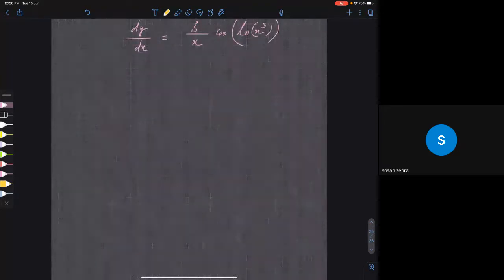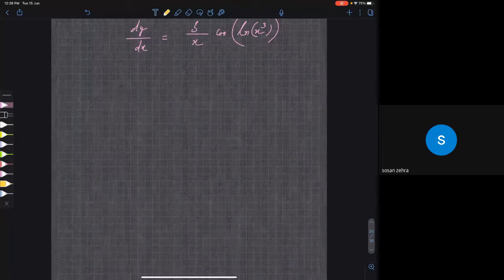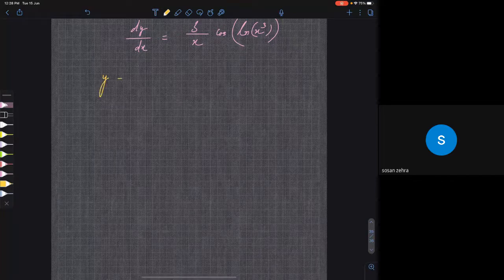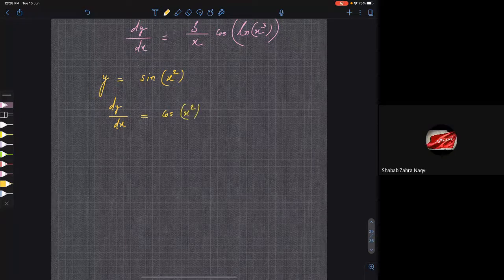Okay, I'm repeating one question, because I want to tell you one small difference. y is equal to sine of x squared. What is the derivative? Cos of x squared into 2x. Correct? So if you simplify a little bit, it is 2x cos of x square. Like this you can write if you want. You can just rearrange it and write. Right?